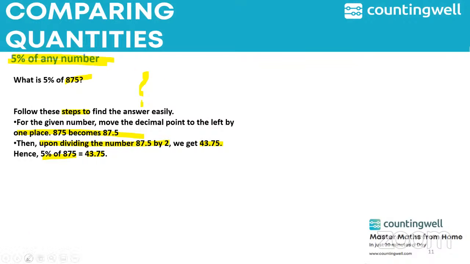You have to assume that the decimal point is on the extreme right of the number. So here you can take the decimal point here and then you have to move the decimal point to the left by one place. So the decimal point will be placed here. So we have 87.5. Next step is to divide this number by 2. So you can try this to find the 5% of any other number as well.